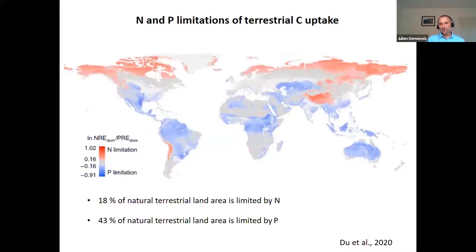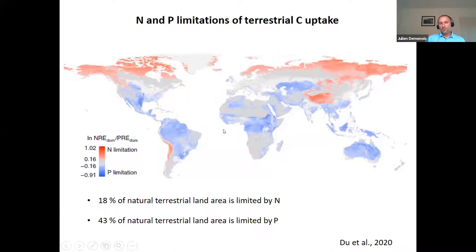On this map, which is coming from a very recent publication by Du et al., we have the nitrogen and phosphorus limitation of terrestrial carbon uptake, which means that if there is not enough nitrogen or not enough phosphorus, this is a limitation to sequester carbon in the terrestrial ecosystems. In red, you have the areas mainly in boreal region and also in the Tibet plateau, where the nitrogen is a limiting factor. And the author says that it's about 18% of the natural terrestrial land area, which is concerned by this limitation by nitrogen.